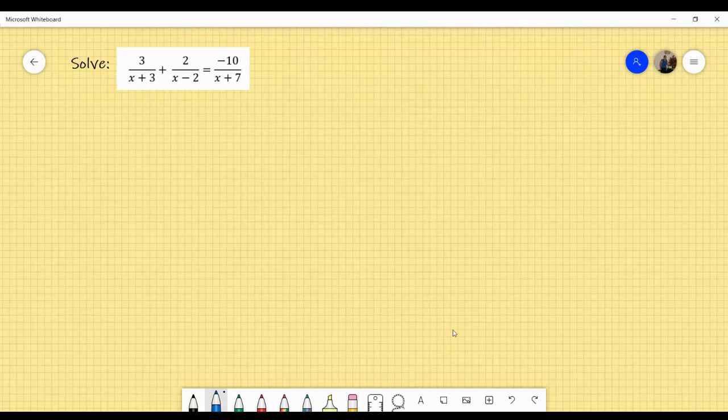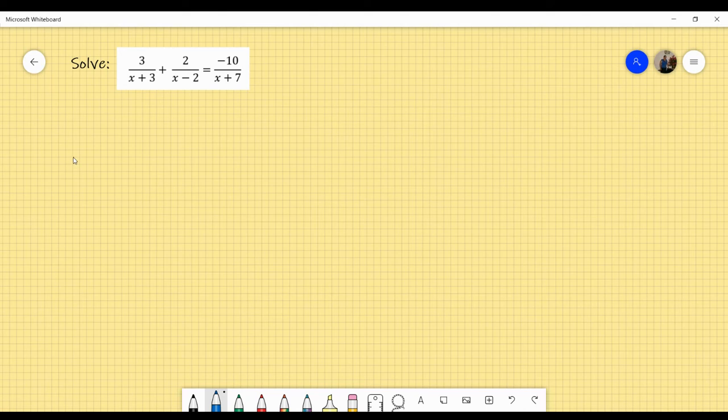Okay, we're going to have a look at another type of algebraic fraction that we can solve. This time we've got another fraction involved on the answer side as well, so there's a little bit extra work needed on this one. It's going to start in very much the same way, where we need to have a common denominator on the left-hand side to be able to add these two fractions.